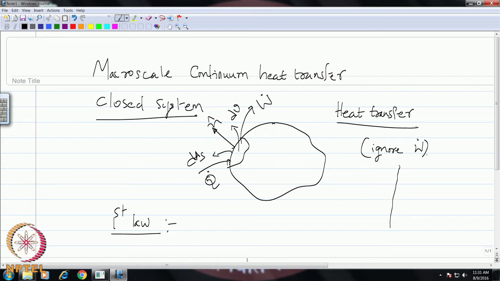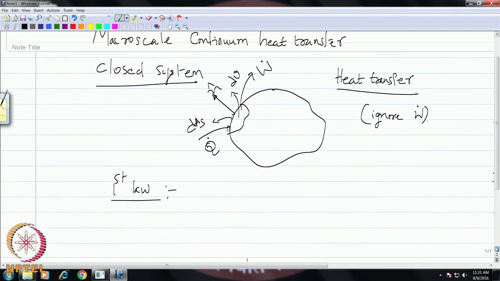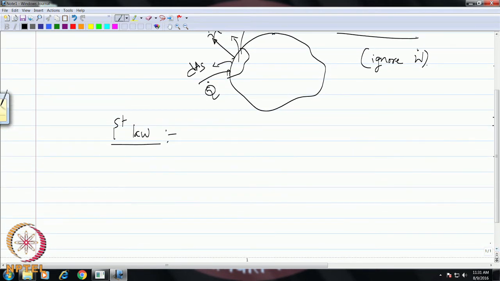Okay. So, can you write down the first law for this system? All of you should be able to write down the first law. Write down the unsteady first law, not the steady state form. Okay. First law, that means you have a time derivative also.